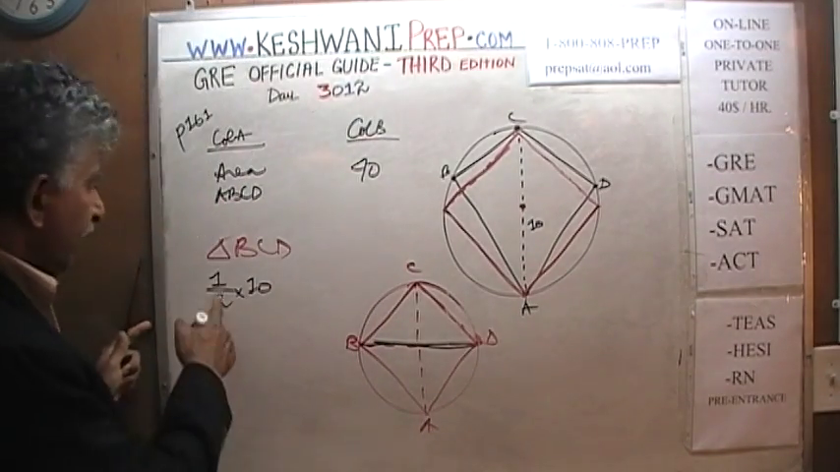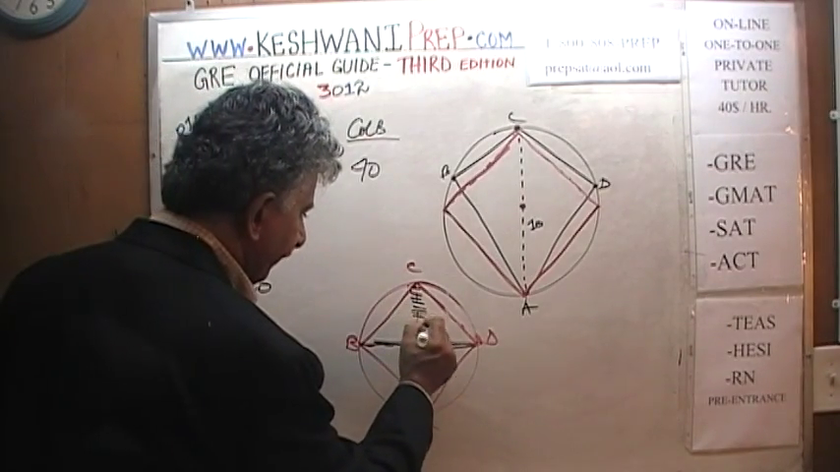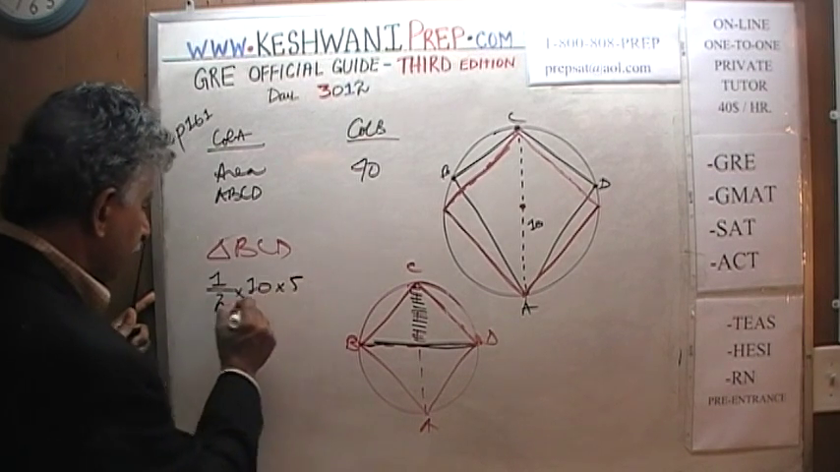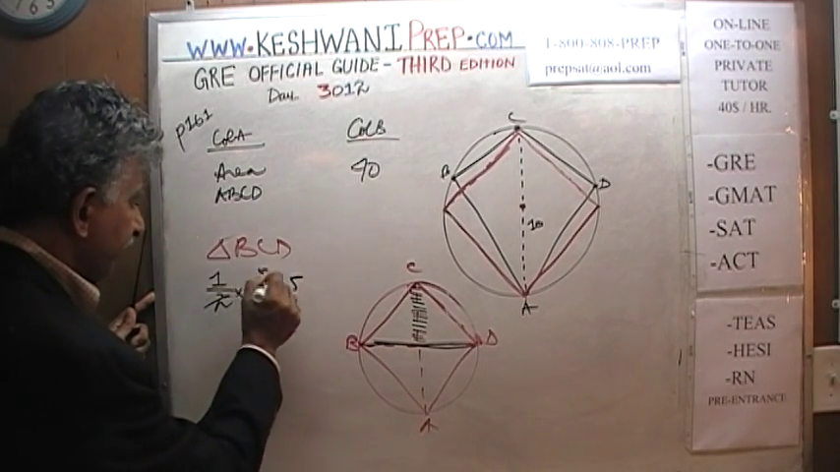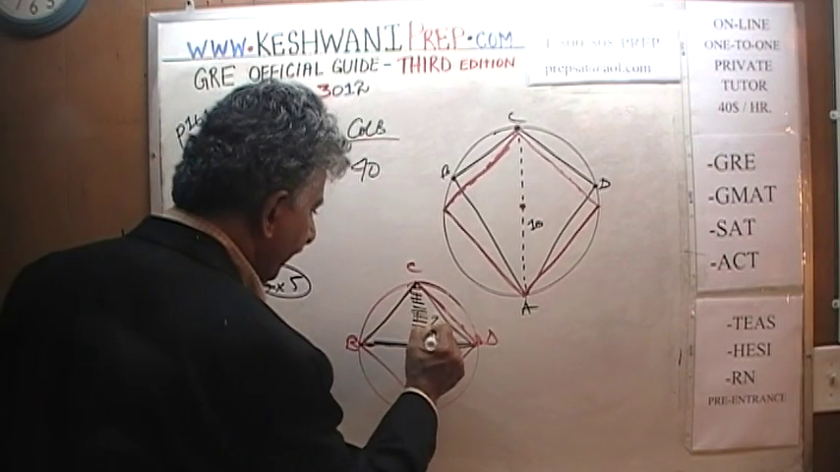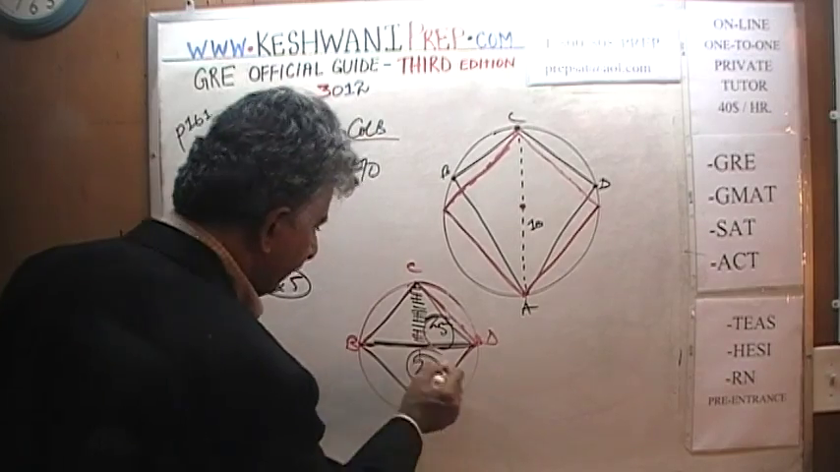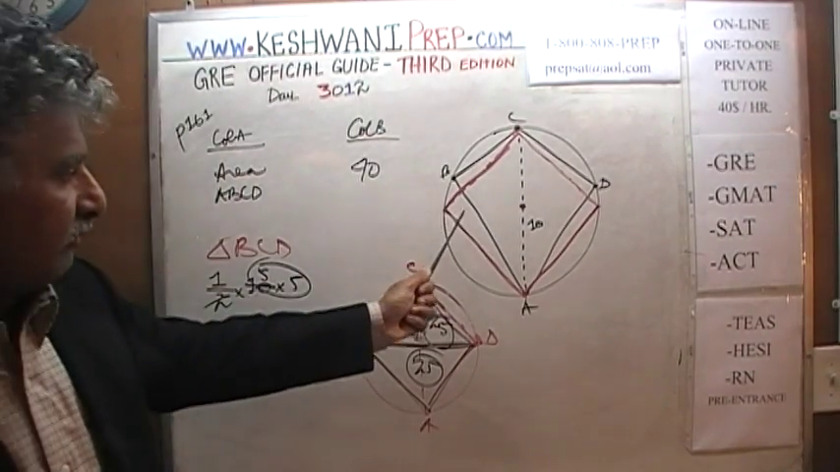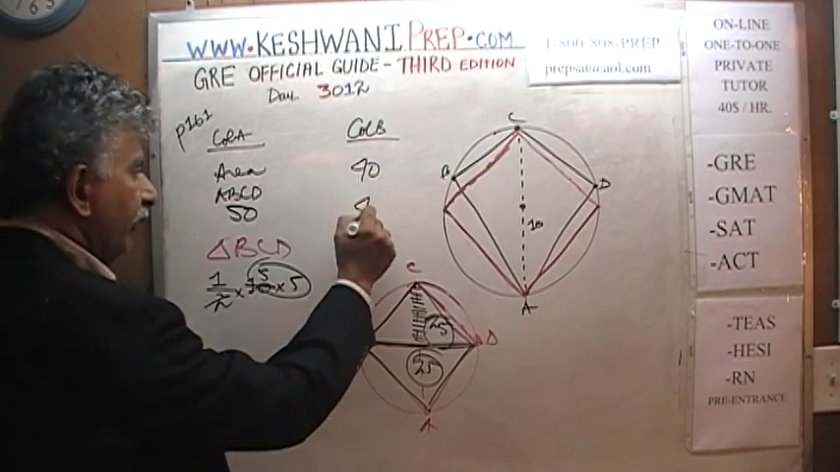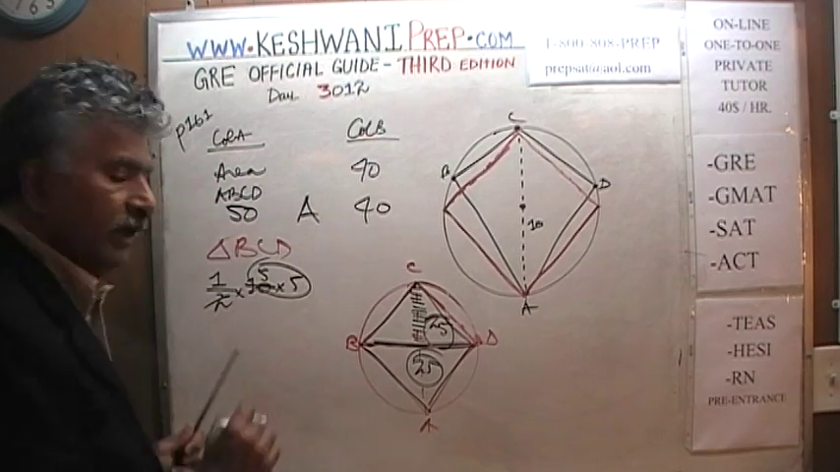The height for this triangle BCD would be this part right here, which is simply the radius, which is 5. Divide top and bottom by 5 and you get 5 times 5, which is 25. So the area of this triangle here is 25, and the area of this triangle here is also 25. In other words, the area of the square, if it's drawn like this, would be 50. And here we have 40. If that is how it is, in that case, the answer would be A.